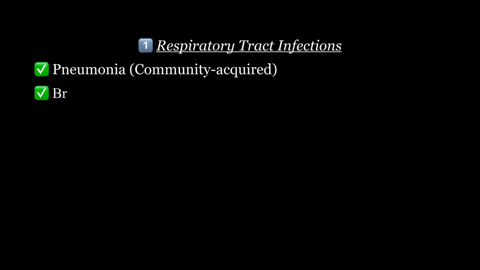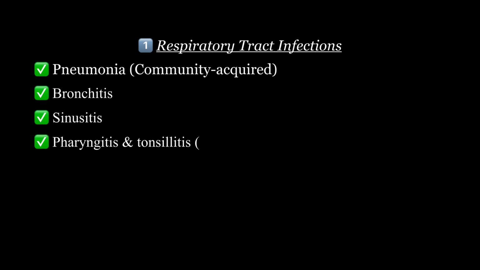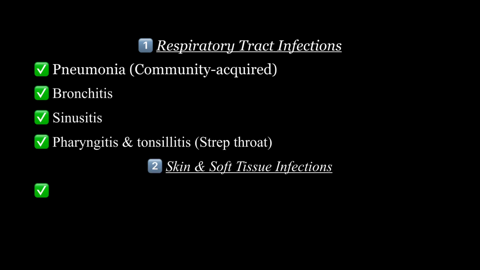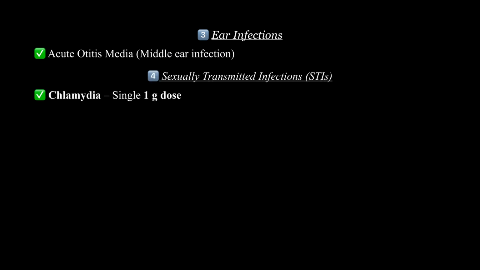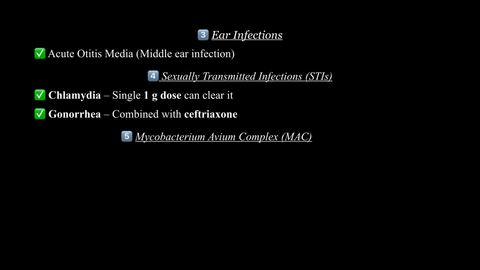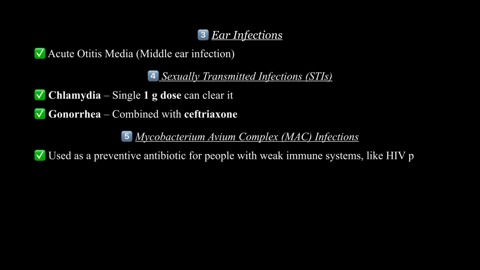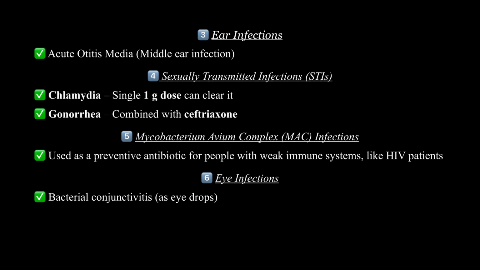What infections does azithromycin treat? Respiratory tract infections, like pneumonia, bronchitis, sinusitis, pharyngitis and tonsillitis. Skin and soft tissue infections, like cellulitis, impetigo. Ear infections, like acute otitis media, middle ear infection. Sexually transmitted infections, like chlamydia, gonorrhea. Mycobacterium avium complex infections. It is used as a preventive antibiotic for people with weak immune systems, like HIV patients. Eye infections, like bacterial conjunctivitis.